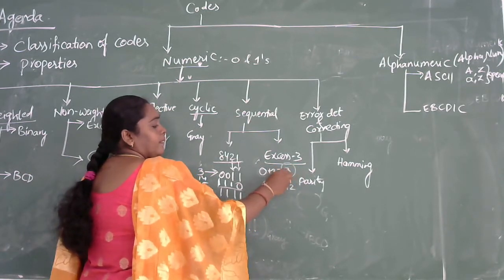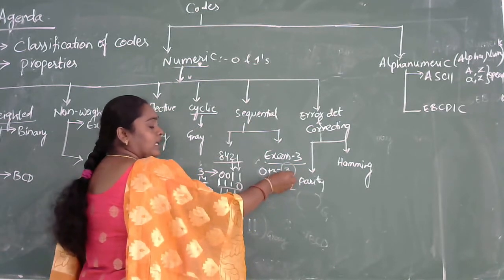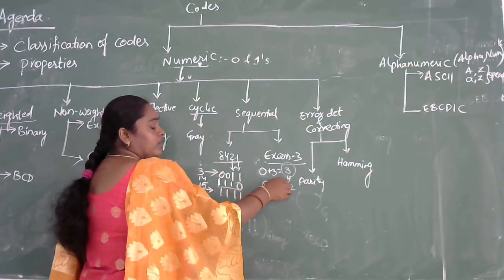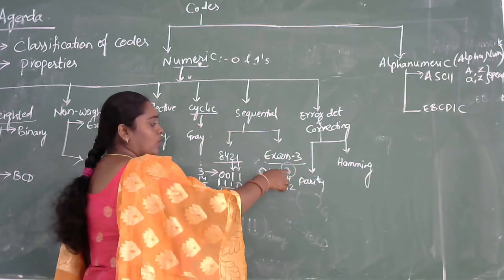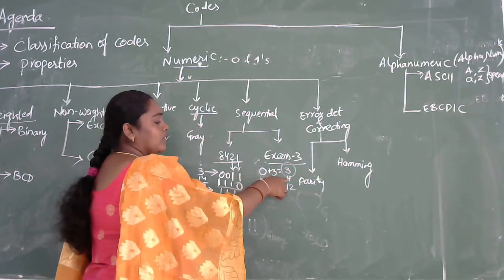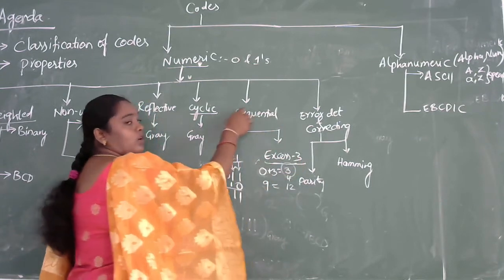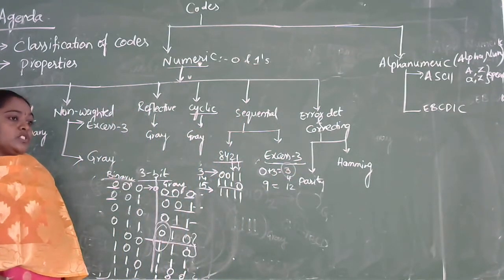So here in case of an XS3 code, the starting number is 3, the next number is 4. Even if we take consecutive numbers in an XS3 code, the first is lesser than the second one. That is the reason XS3 code is also an example of a sequential code.